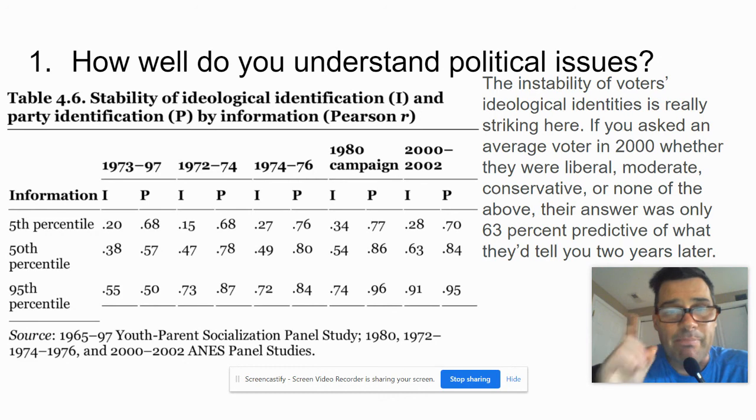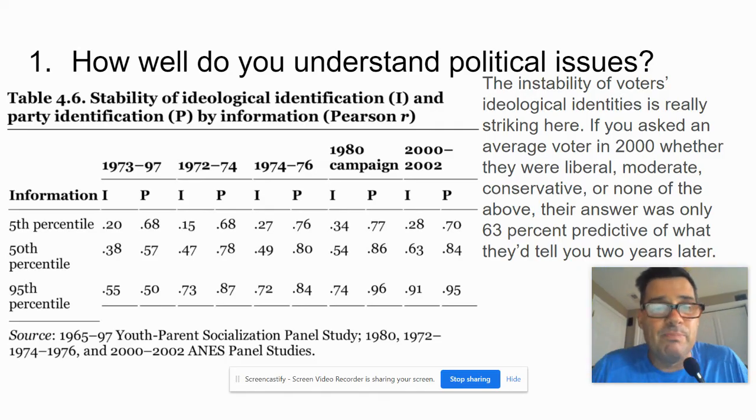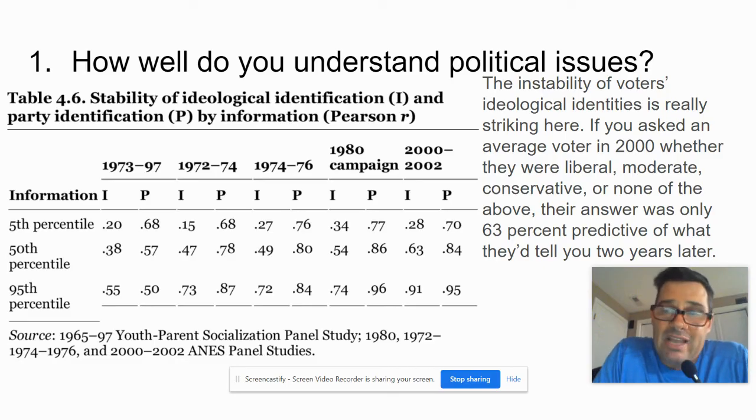But if you ask someone their party, notice how party is higher. So if you associate at the 5th percentile as a Republican or Democrat, there was a 70% prediction that you would say the same political party. And that's because your political identification is much more related to your family and your peers than it is to your ideology. But interestingly, what this also means is that there's a lot of people who claim to be either liberal or conservative and actually vote in the other party.